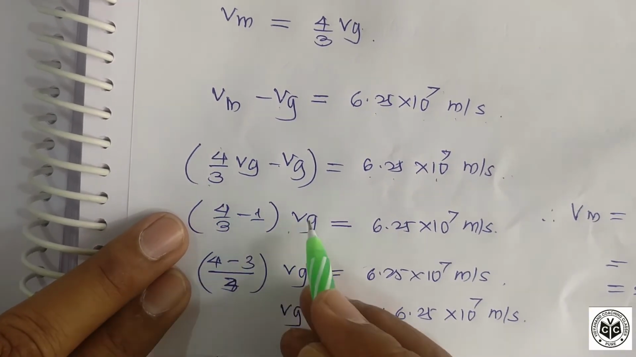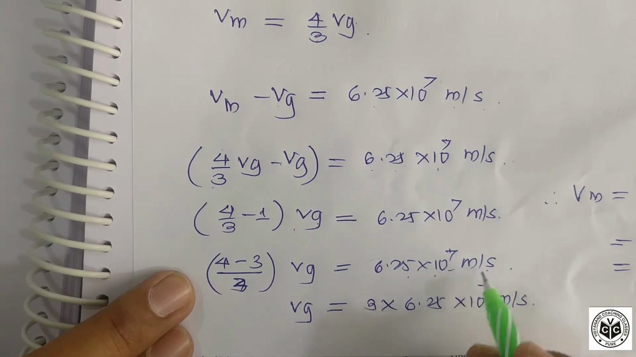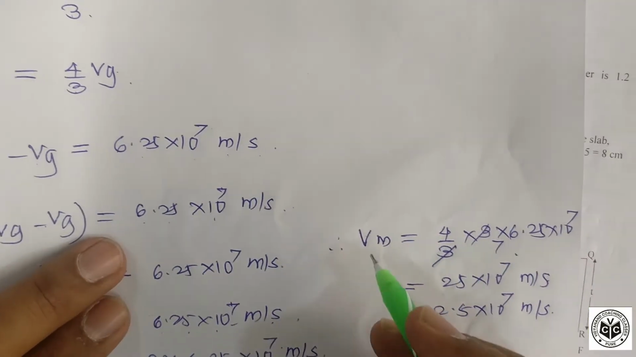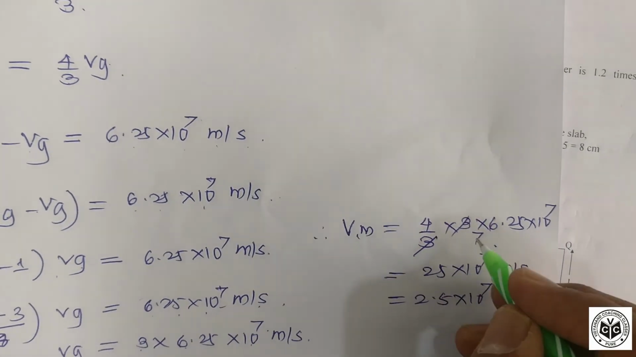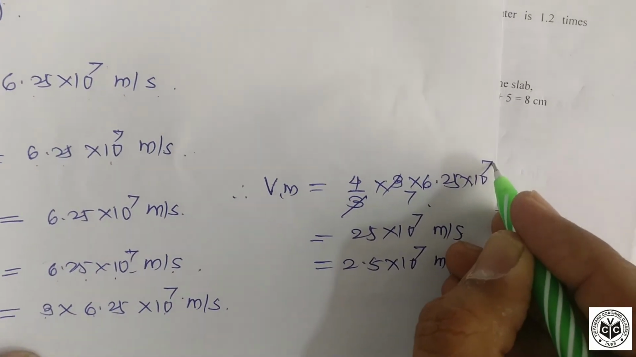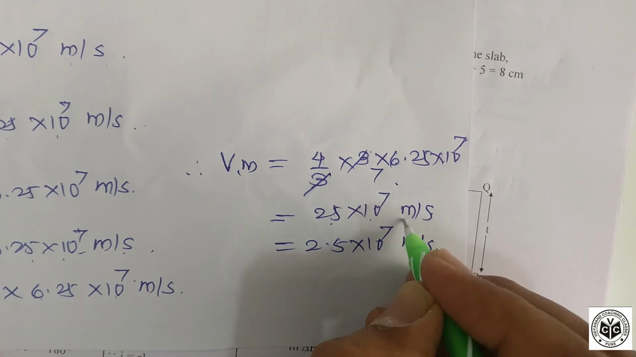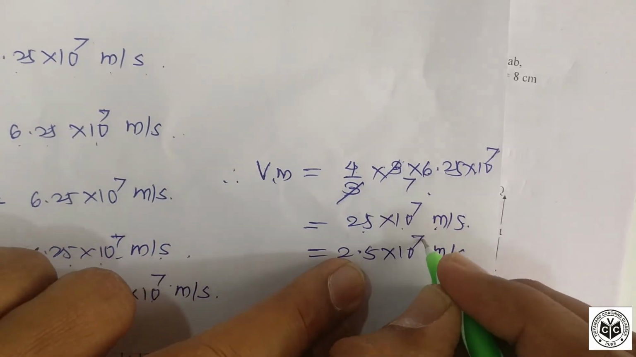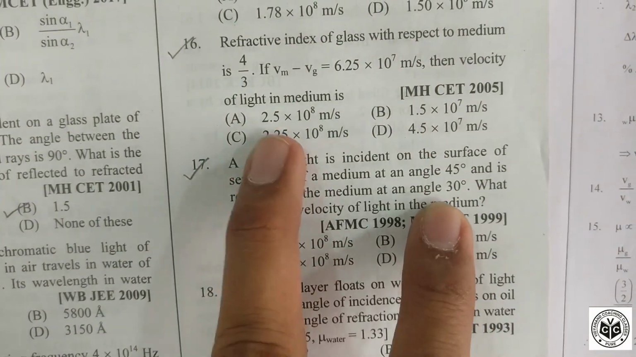4 upon 3 minus 1, Vg common, that is 1 upon 3 Vg equal to 6.25 into 10 raised to 7 meter per second. So Vg is 3 into 6.25 into 10 raised to 7. So I kept it as it is. Vm is equal to, already we know Vm is 4 by 3 Vg. So 4 by 3 into 3 into 6.25 into 10 raised to 7. So 3 cancels. So 6.25 into 4 is 25 into 10 raised to 7 meter per second, so equal to 2.5 into 10 raised to 8 meter per second, which is the option given, 2.5, that is A option.